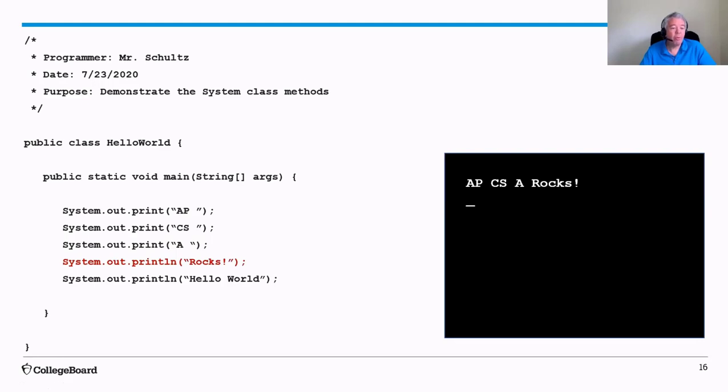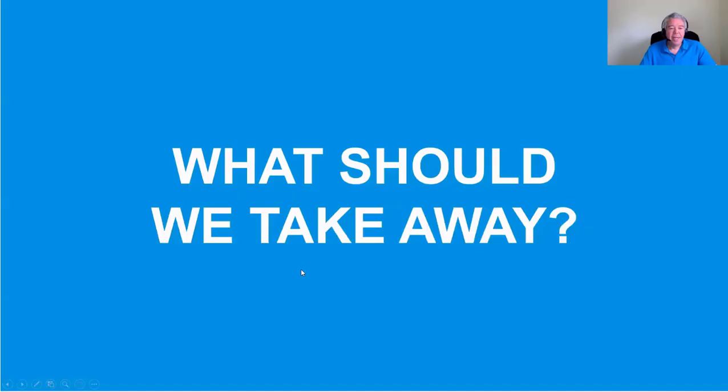Okay, so now we're ready for whatever our final line of code is. In this case, we're going to tell system.out to print line the string literal hello world. And again, because we're using print line, it's going to move the cursor to the next line for us. Okay, so now we've got an understanding of what each line of code does. Congratulations, pat yourselves on the back. We have just completed our first AP Daily program.